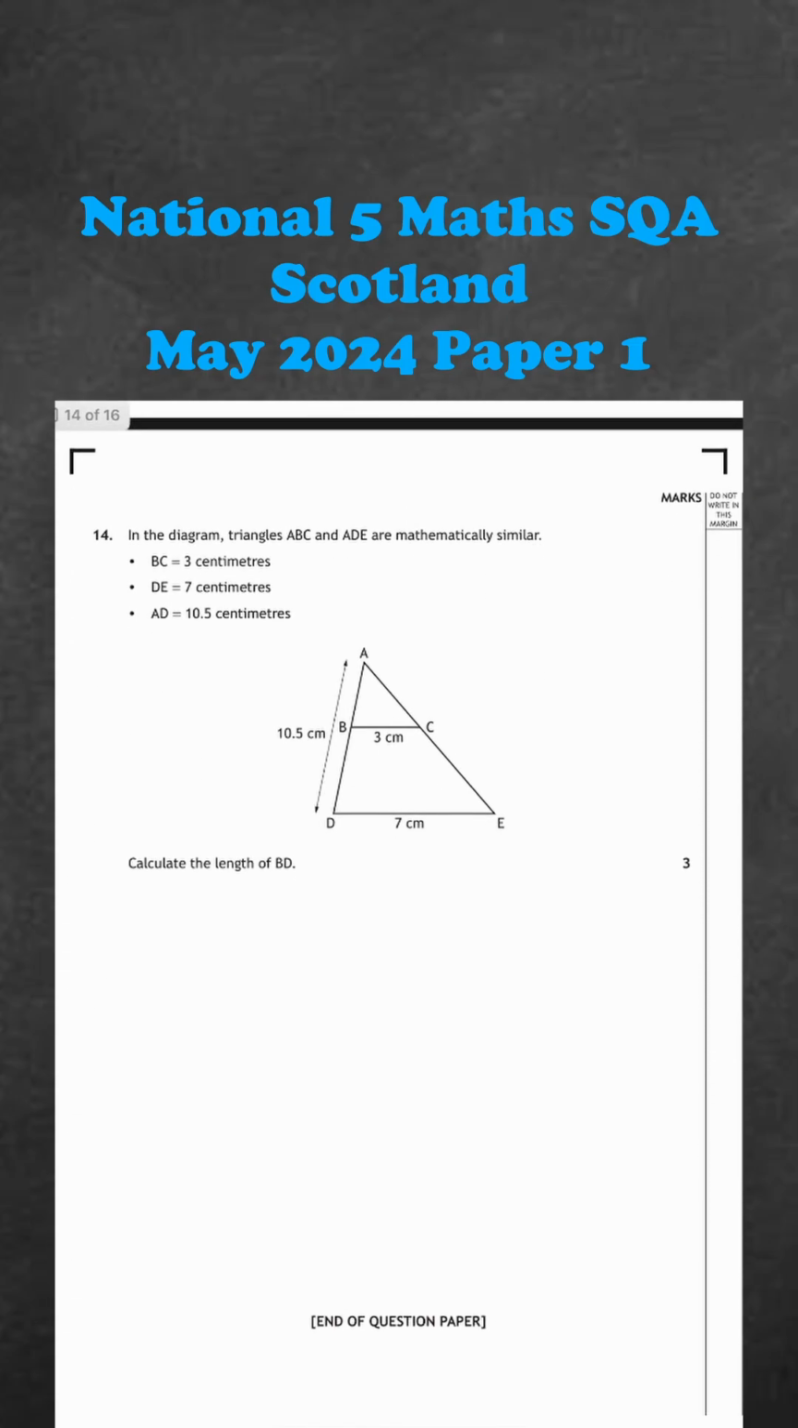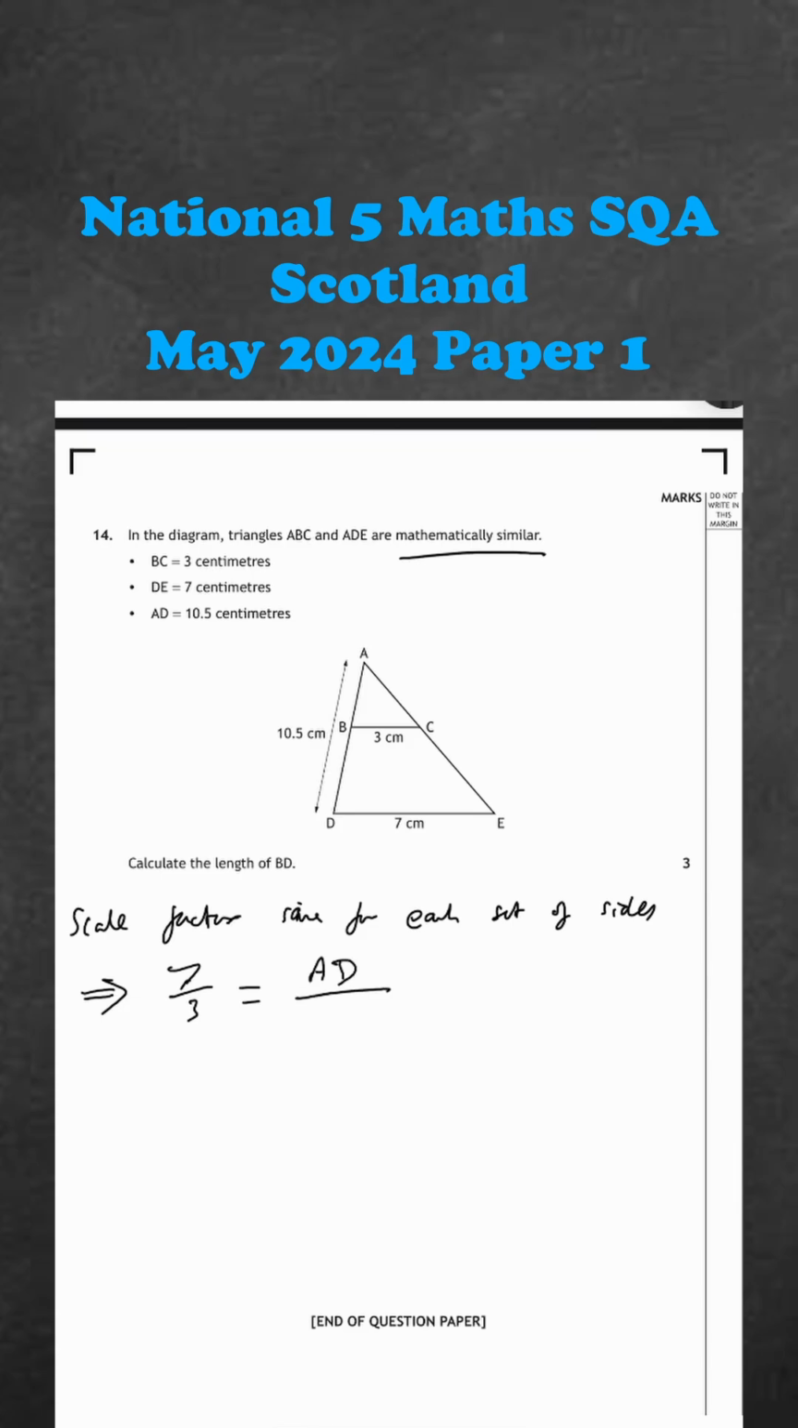And the final question is question 14. In the diagram, triangles ABC and ADE are mathematically similar. BC equals 3 centimetres, DE equals 7 centimetres, AD equals 10.5 centimetres. Calculate the length of BD. Since they're mathematically similar, the scale factor will be the same for each set of sides. Therefore, 7 divided by 3 is going to equal AD divided by AB. AD is 10.5.